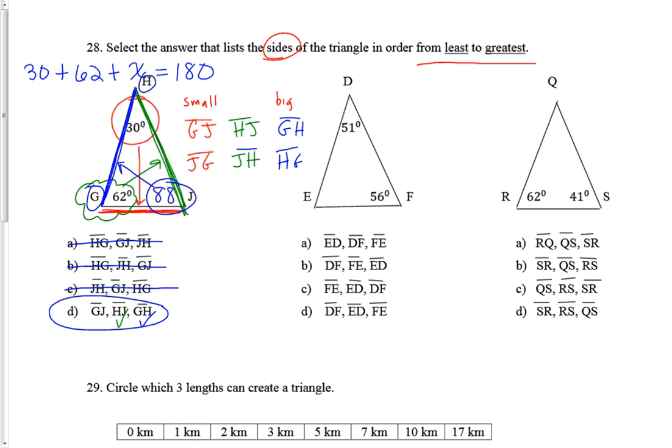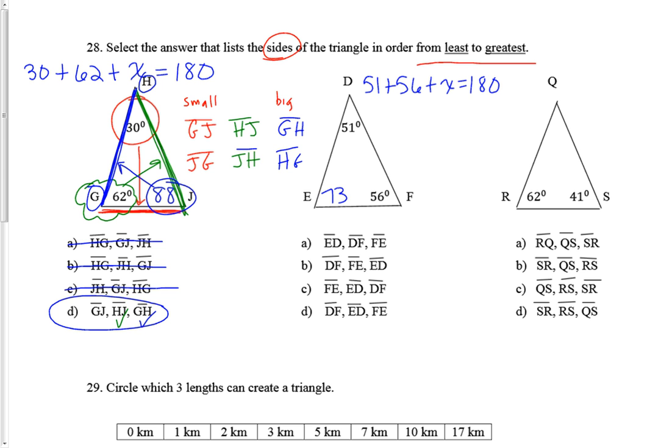The next question in question 28, again, we are missing an angle. So the first thing I need to do is I have to figure out what this angle is. So 51 plus 56 plus x is going to be 180 degrees. So I take my 180 and I subtract out 51 and I subtract out 56. That leaves me with my angle measure that's missing at 73 degrees.